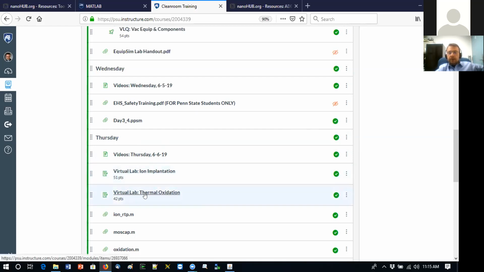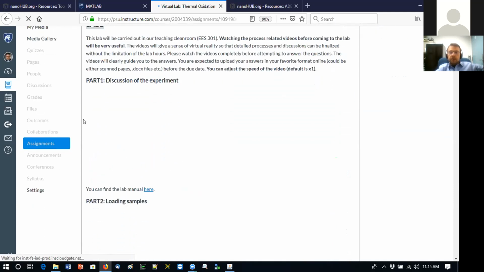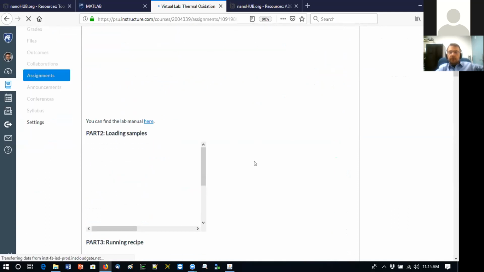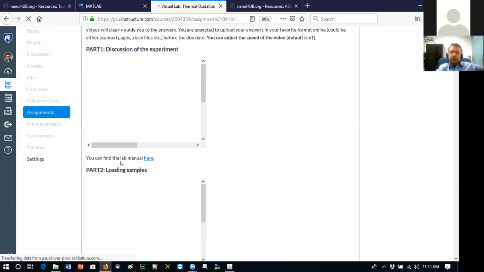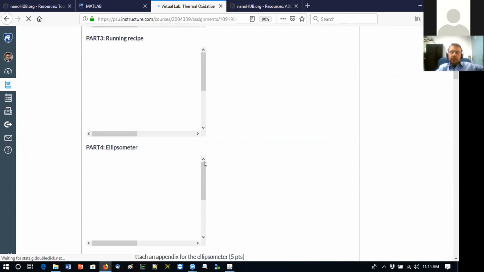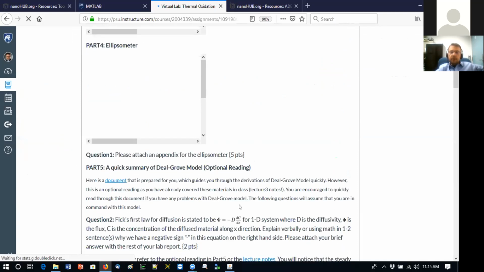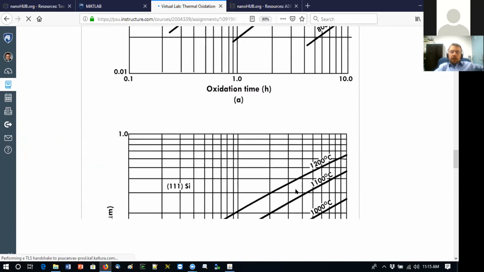So I just put them there so you can go in like this and watch some videos showing you how we operate the oxidation furnace in our clean room here. This shows you step by step how we load the samples, how we run the recipes, how we use the ellipsometer. It's taking a while to load them, so I won't wait, but let's come down.